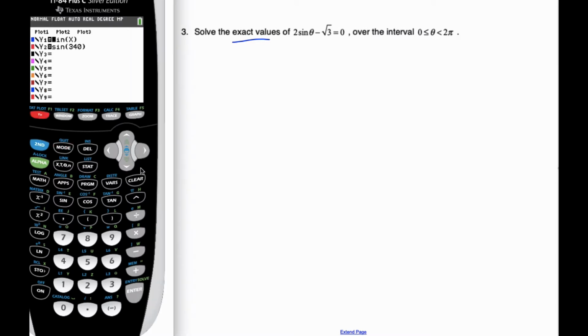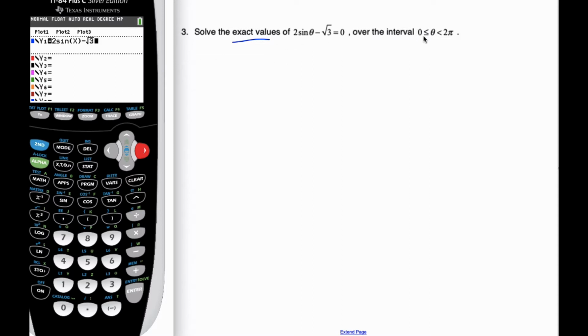Okay, it's Mr. Ops here, and we are going to find the exact values of this particular scenario over 0 to 2 pi. And so if I look over here, I could just go and graph it, or I would plug these values in. I could graph 2 sine x minus the square root of 3. And then I could look for where it equals 0.